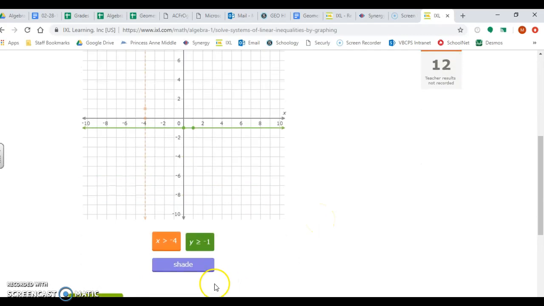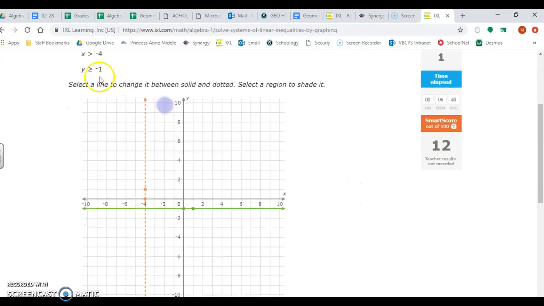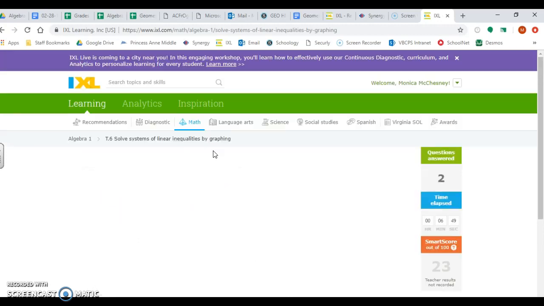So now I need to figure out where I need to shade. Well, if x is greater than -4, then I know I'm going to shade this side. So then I also have y is greater than or equal to -1. So that would be up here. So my shared area is right here.